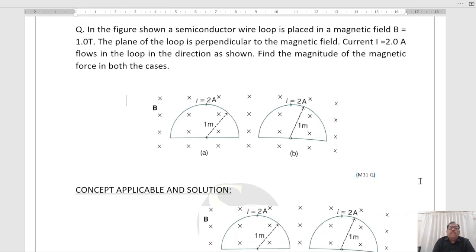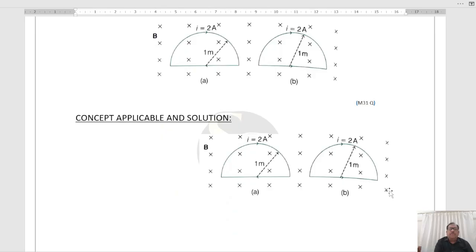The question is: in the figure shown, a semicircular wire loop is placed in a magnetic field B equal to 1.0 Tesla. The plane of the loop is perpendicular to the magnetic field. Current I equal to 2.0 ampere flows in the loop in the direction as shown. Find the magnitude of the magnetic force in both the cases. Concept, applicability and solution.